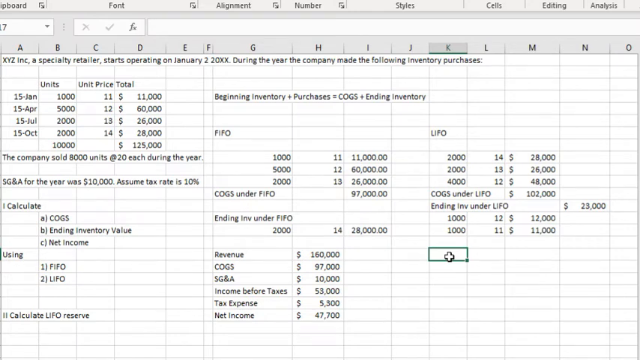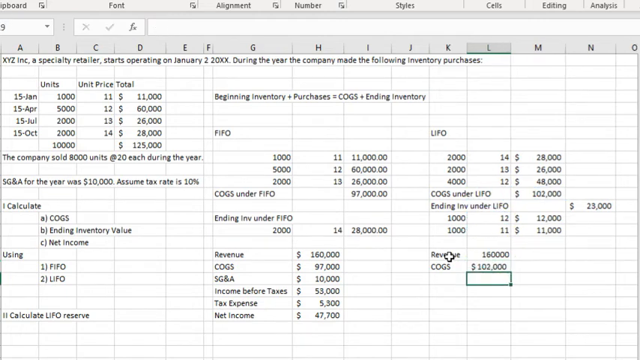Now, let's compare our income statement as well. Revenue is still going to be the same regardless of the inventory valuation method we use. Cost of goods sold is what's changing. Under LIFO, cost of goods sold is 102,000.